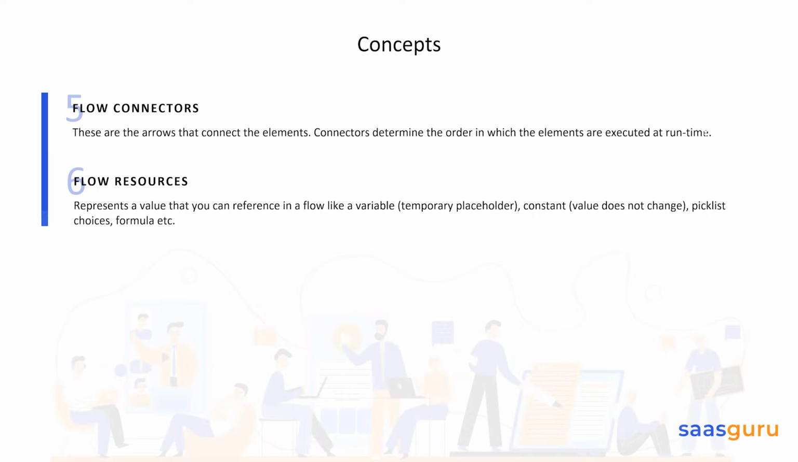And you have flow resources. They represent a value you can reference in a flow, such as a variable, a constant, a picklist choice, formulas, any of these, which we'll go through in more detail.